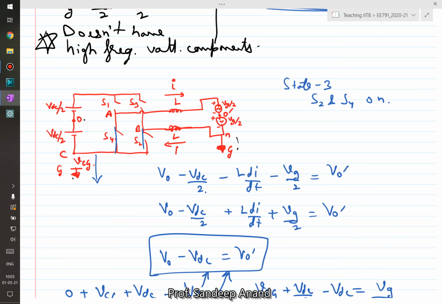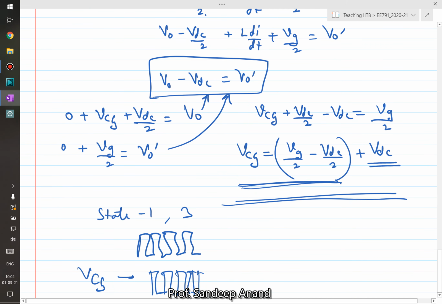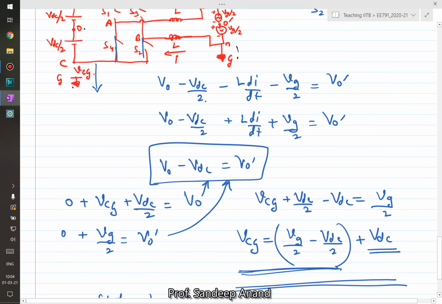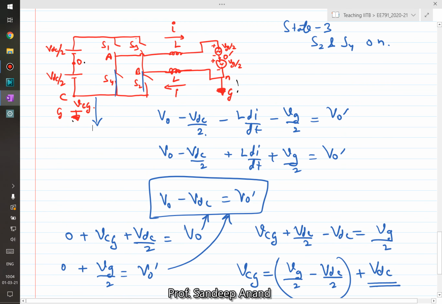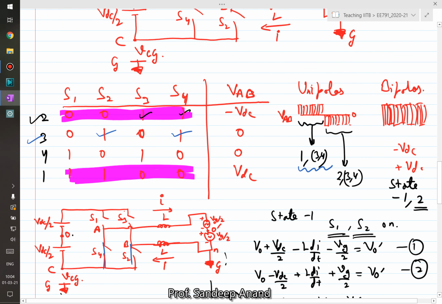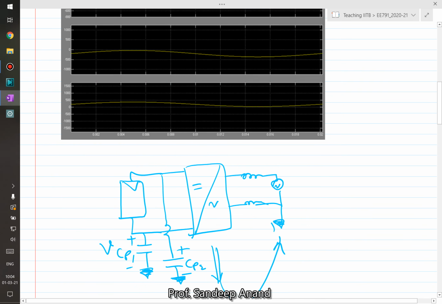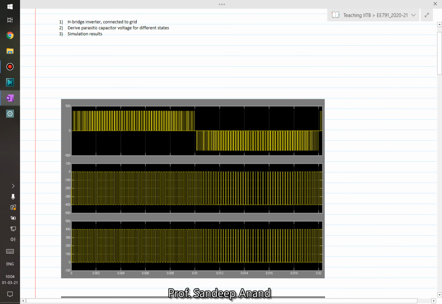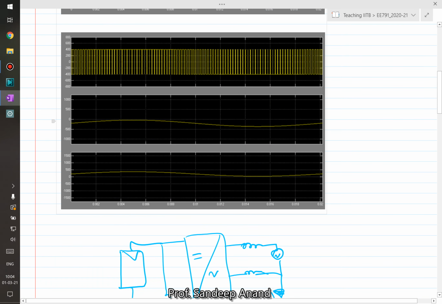So I also did some basic simulation just to further strengthen this point and to help you visualize this. So I simulated this circuit with a fixed DC source, right? And I tried to observe the parasitic capacitor voltage for both unipolar as well as bipolar scenarios. So let me show you that. First let's say this one. So this here you see is a bipolar modulation, right? For the whole cycle the voltage is oscillating between plus 400 and minus 400.